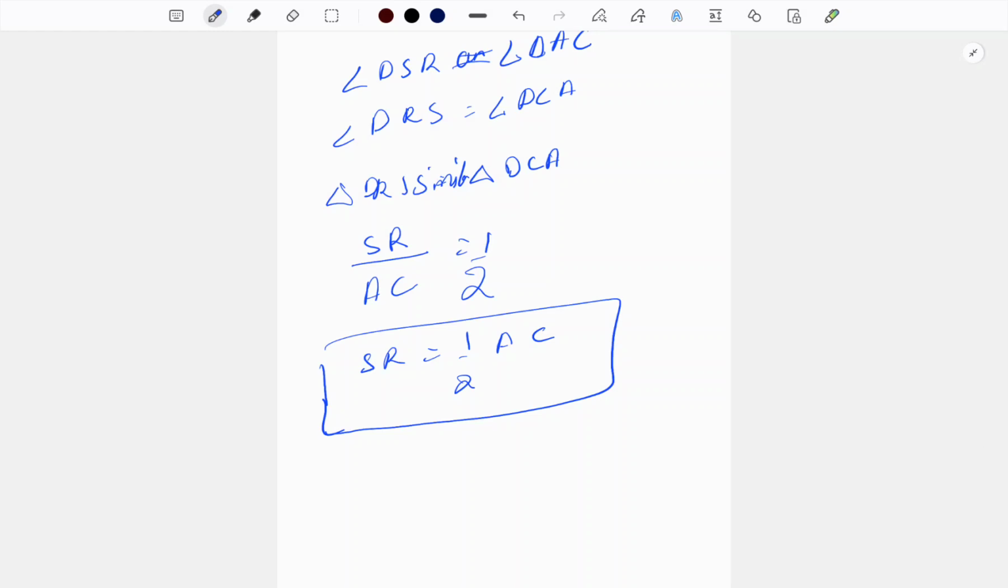Second question is PQ is equal to SR. Okay. PQ is equal to SR, we have to prove.